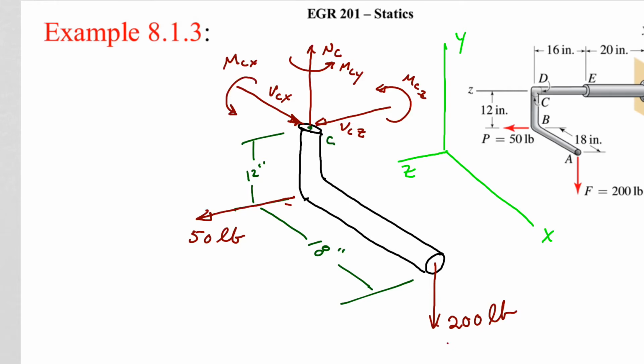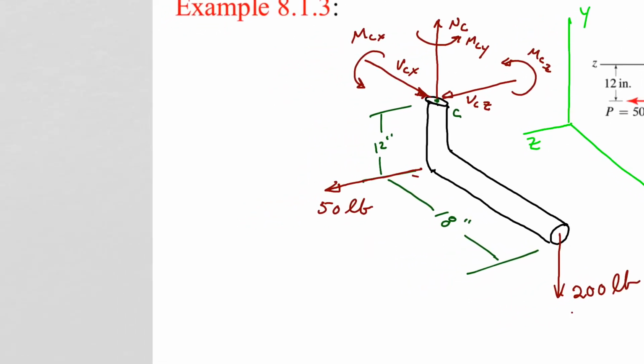So once we've drawn our free body diagram, we go through our same steps that we've done throughout the whole semester, and that is really solving for our forces using the equations of equilibrium. And if I look at this, I can easily solve for our forces in the x direction. All I have is this shear force VCX. So VCX equals 0 pounds for us.